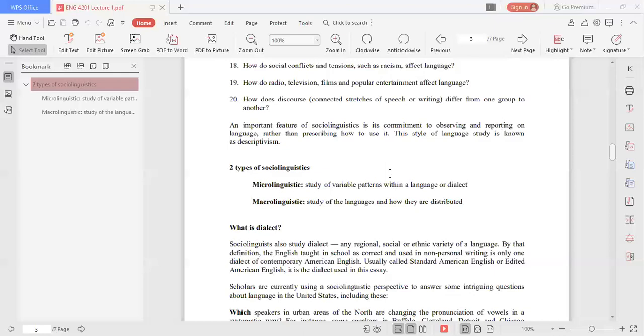One is microlinguistics, and another one is macrolinguistics. Micro means mini, macro means huge, large, big. Microlinguistics is the study of variable patterns within a language or dialect. So microlinguistics deals with, for example, if I do research only on the Rangpurian dialect, then that is microlinguistics. Understood? Yes, sir. Okay.